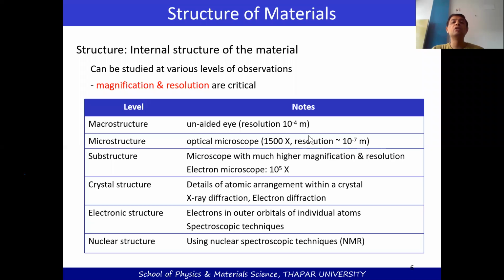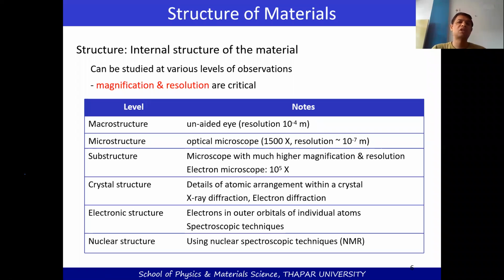What do you need to see a macrostructure? You can see it unaided, meaning you can see it with the direct eye. The minimum typical resolution is of the order of a millimeter, or a fraction of a millimeter. So 10 to the power minus 4 meter is the smallest possible resolution. That is the resolution limit of the human eye.